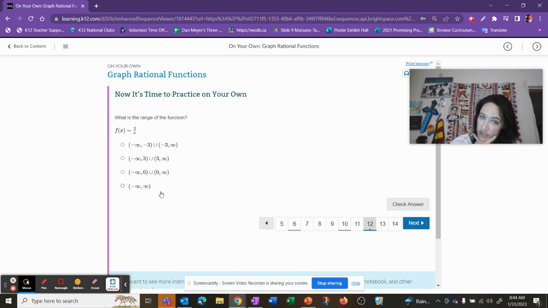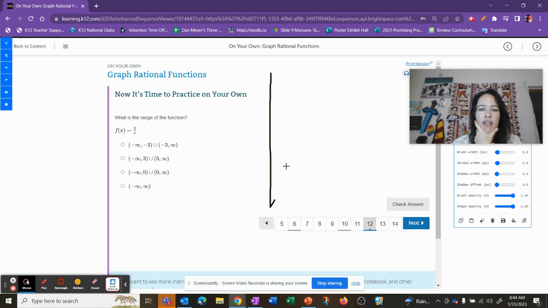Can it ever equal 0? Is there any value that we could put in there that will not make it undefined, to make the output 0? So our function will never equal 0. In fact, there's a nice symmetry. If you graphed this, here's our y-axis, here's our x-axis, and it gets pretty close. That 3 just kind of changes the value.